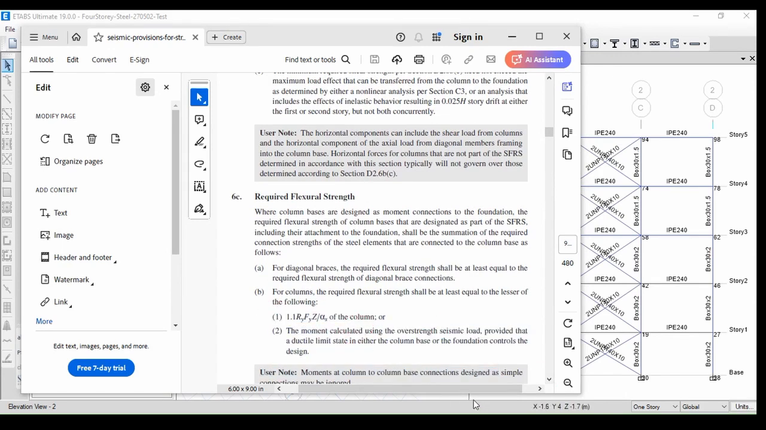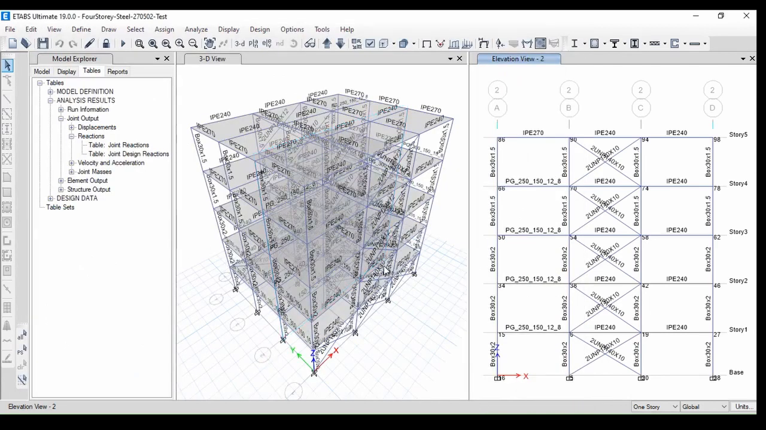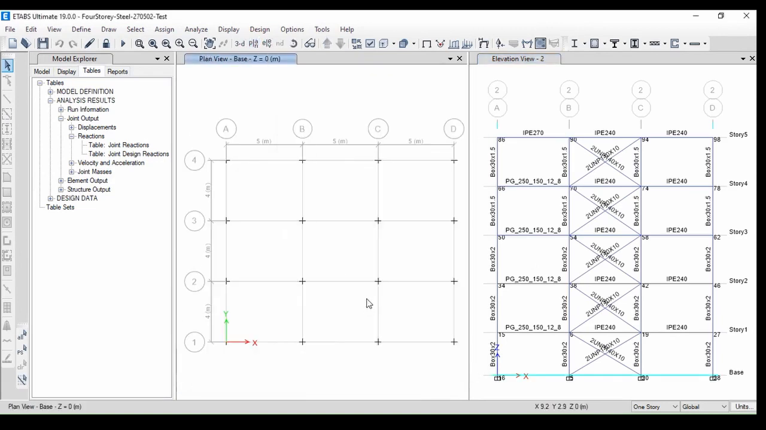Okay, so let's get back to the ETABS model. As I said, this is a 5 steel story building specifically modeled for this video. Let's get to the base level here. Okay, this is the base joint that I want to design as a rigid connection. As you can see in the elevation window, there is a diagonal brace also connected to the joint here, in addition to the column itself.